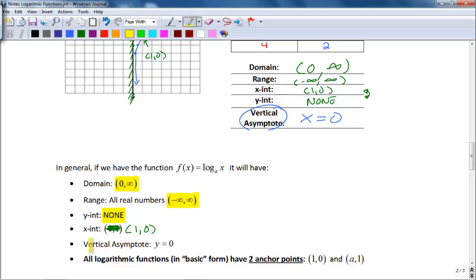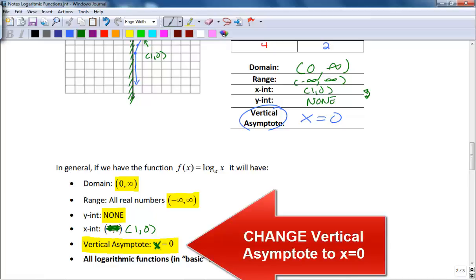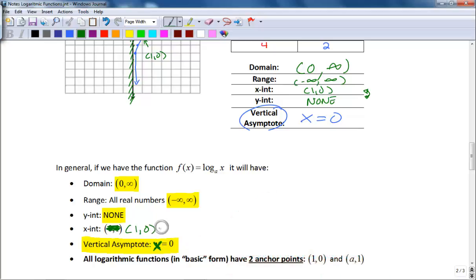The vertical asymptote, notice this one's a vertical asymptote and not a horizontal asymptote. And this, I apologize, should say x equals 0. So make sure you update this to say x equals 0 and this to say 1, 0. So again, domain is 0 to infinity. The range is -infinity to +infinity. We don't have a y-intercept. Our x-intercept is 1, 0. Our vertical asymptote is x equals 0.